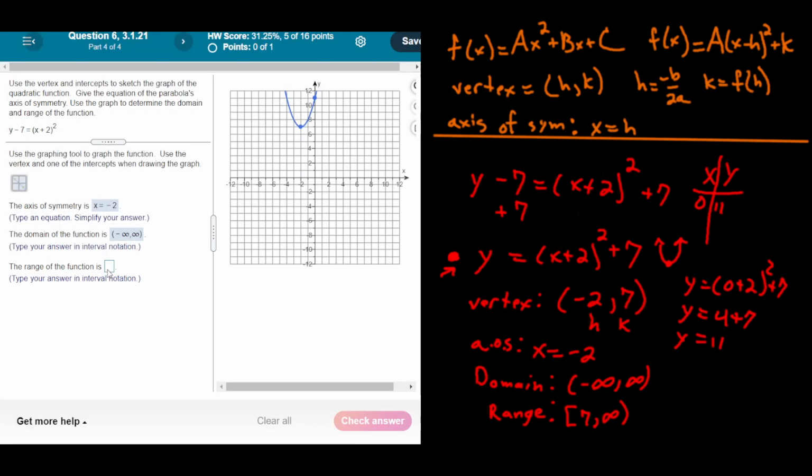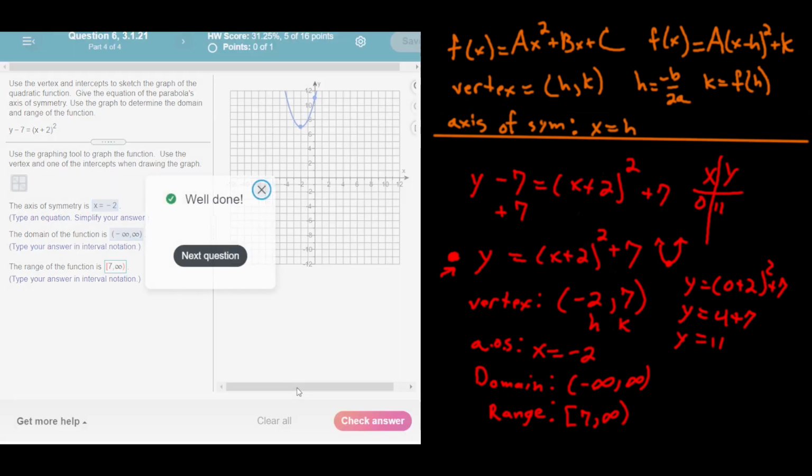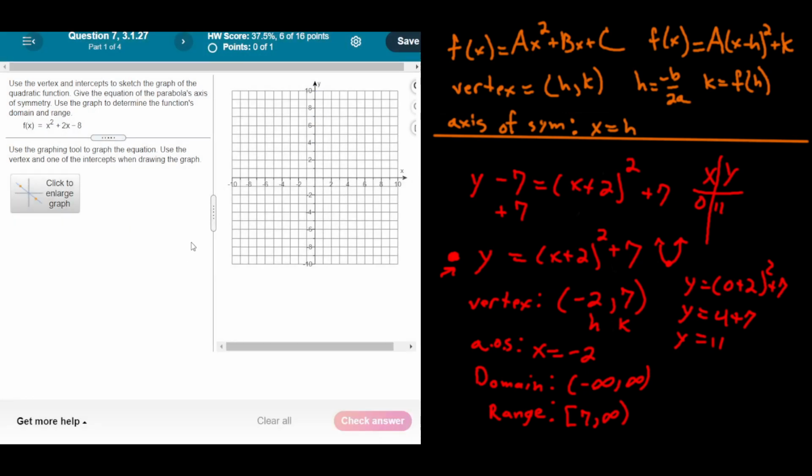All right, fantastic. Range, it goes up. So it's k to infinity with a bracket. So what's your k again? Our k is 7, and that's going to shoot all the way to infinity. Got it. Well done. That's good. Okay.